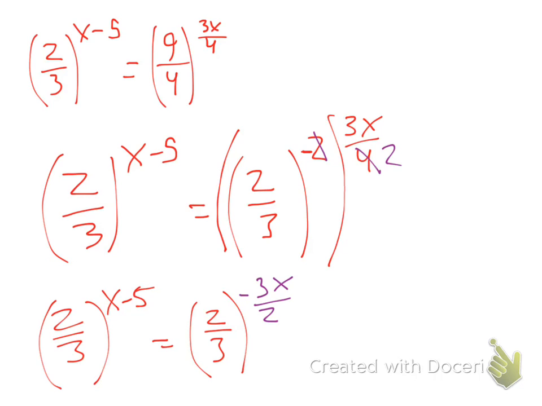This is crazy. Are you recording this? Yes, I am. Good. Now, the bases are the same, the numbers are the same, so therefore the exponents are the same. So, when does x minus 5 equal a negative 3x/2?